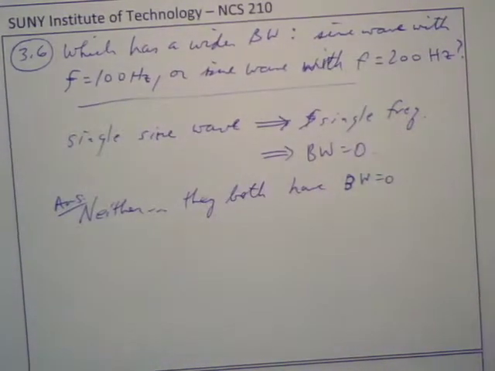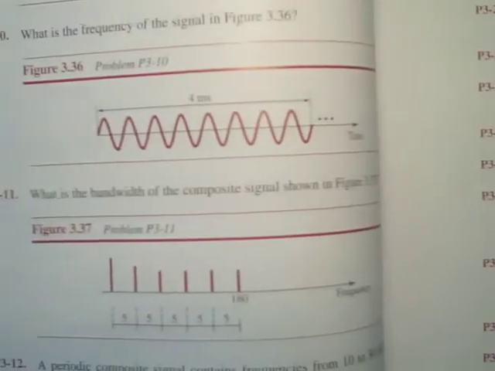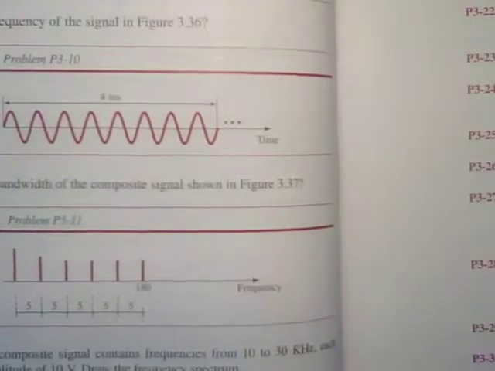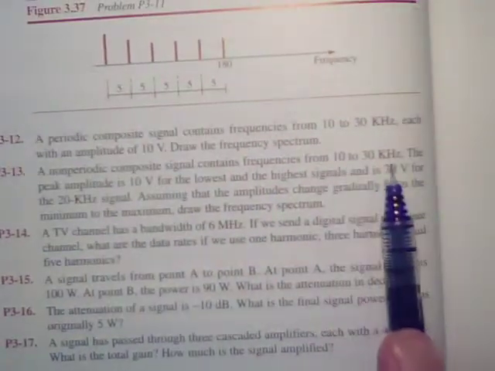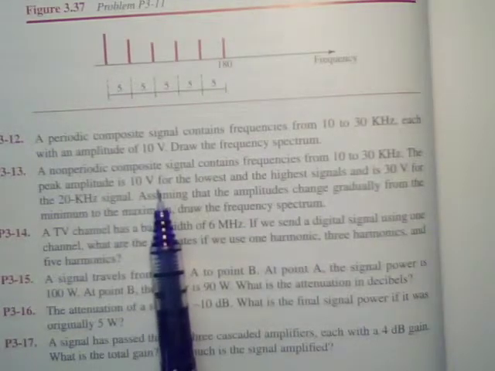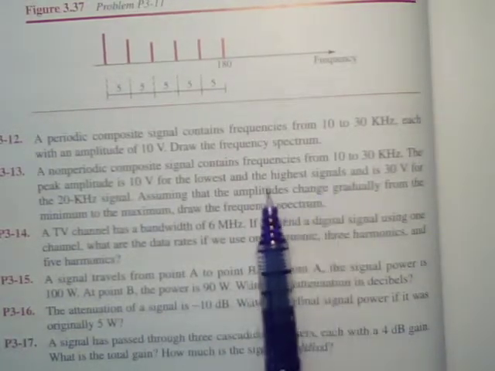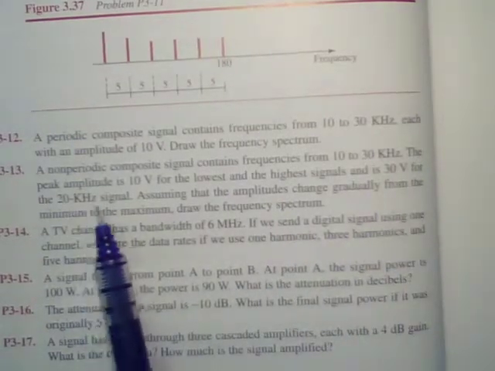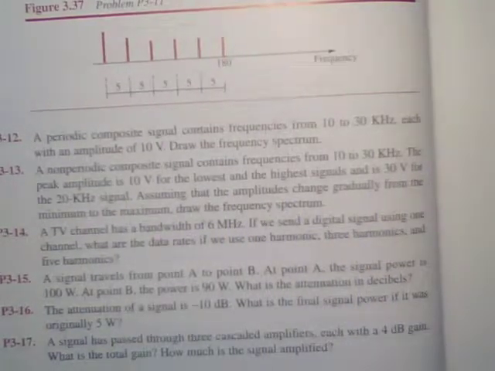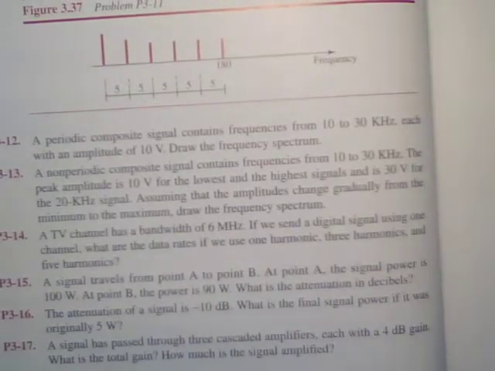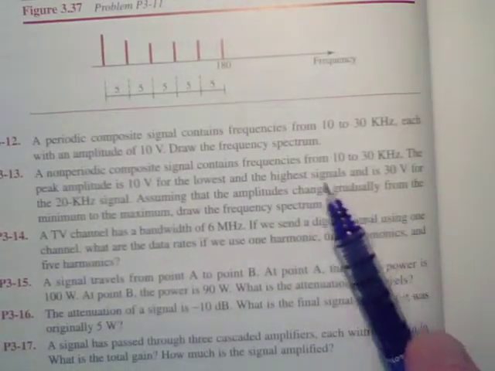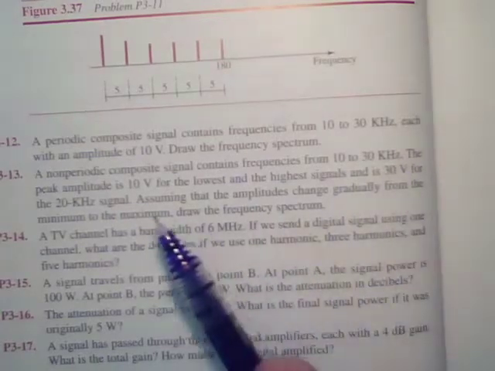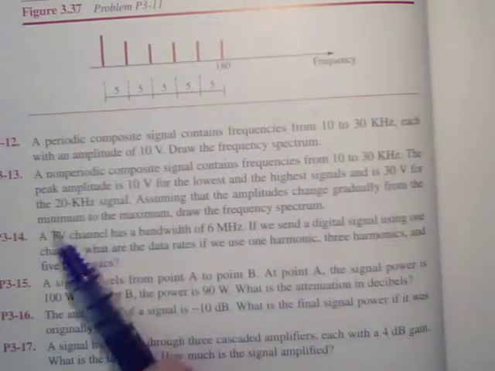Okay, finally, in problem 3.13, I'm going to show you the problem statement in the book. A non-periodic composite signal contains frequencies from 10 to 30 kilohertz. The peak amplitude is 10 volts for the lowest and highest signals, and is 30 volts for the 20 kilohertz signal. Assuming that the amplitudes change gradually from the minimum to the maximum, draw the frequency spectrum. So it's 10 volts high for the lowest and highest frequency signals. So it's 10 at 10 and 30, and then it goes up to 30 at 20.